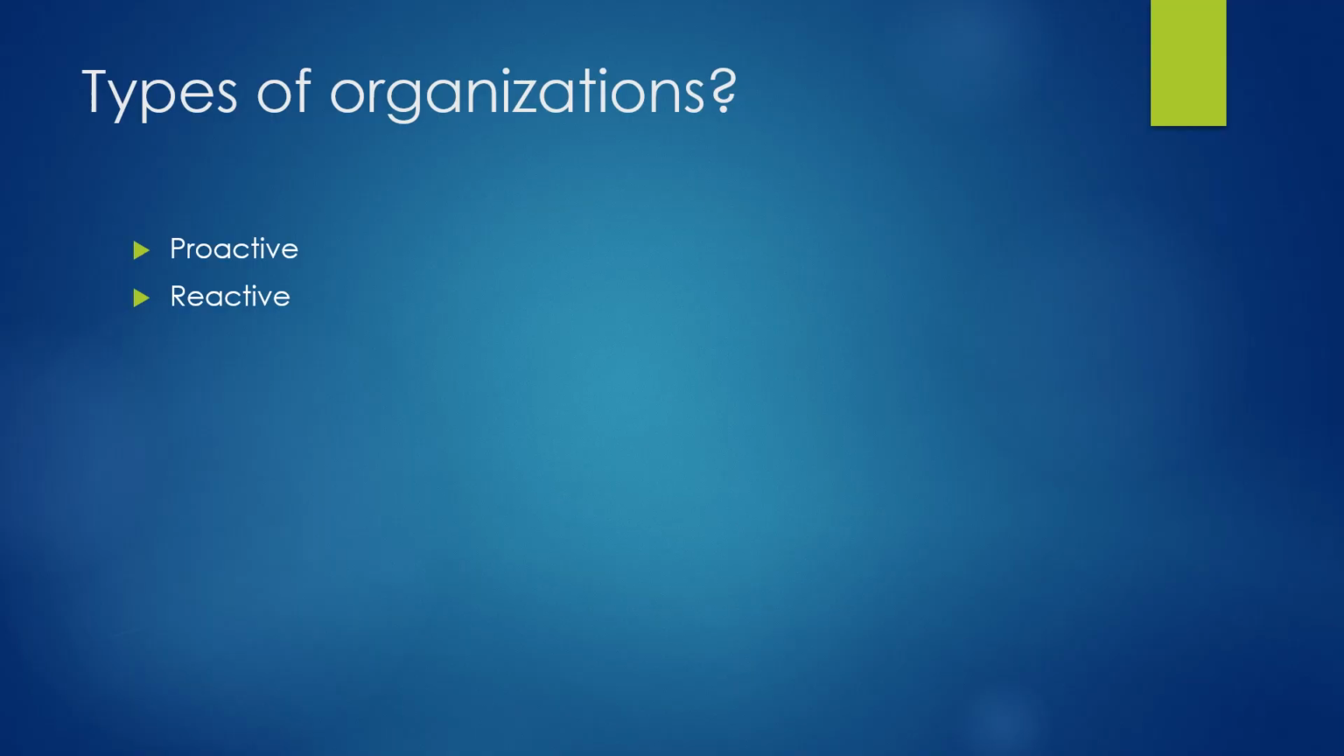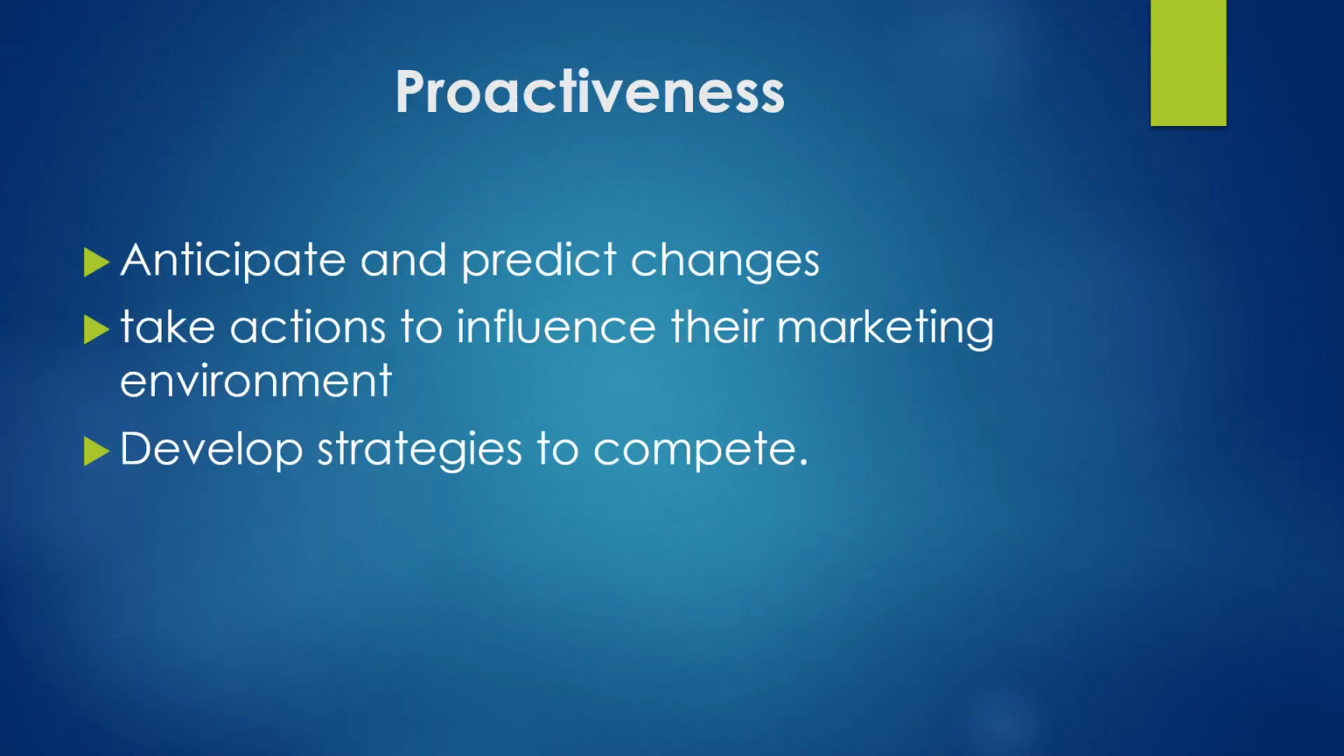So we have two types of organizations regarding managing and dealing with change in the environment. We have proactive organizations and we have reactive organizations. Proactiveness means that companies predict and anticipate change, then take actions to influence their marketing environment by developing strategies of competition.